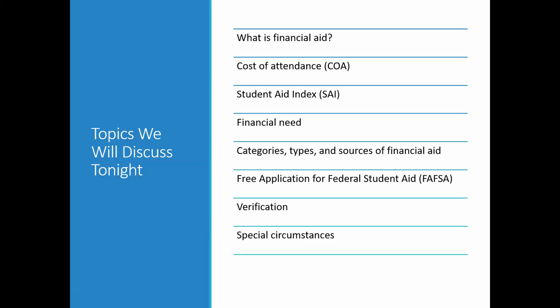Tonight, we'll discuss what is financial aid, the cost of attendance, student aid index, financial need, categories, types, and sources of financial aid, the Free Application for Federal Student Aid, or the FAFSA, verification, and special circumstances.